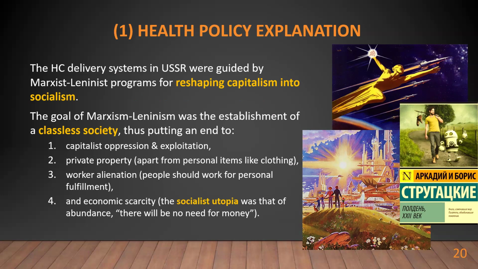Later on, they went the way that, okay, you can have something like cars and houses and summer houses, small property. But property in general, and that's why the first years of capitalism went through the process of privatization. So now property became private after that. But before that, no. Then worker alienation: people should work for personal fulfillment, and Soviet utopias are all about this fulfillment through work. And then economic scarcity. The socialist utopia was that there would be abundance and there would be no need for money in the Soviet future.